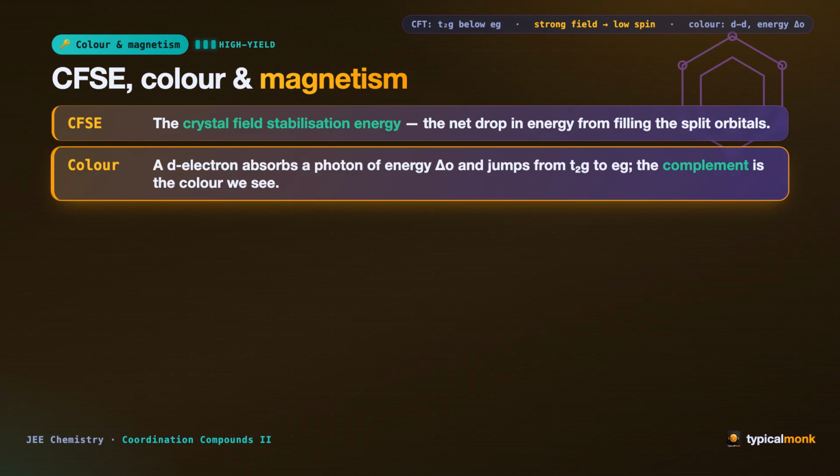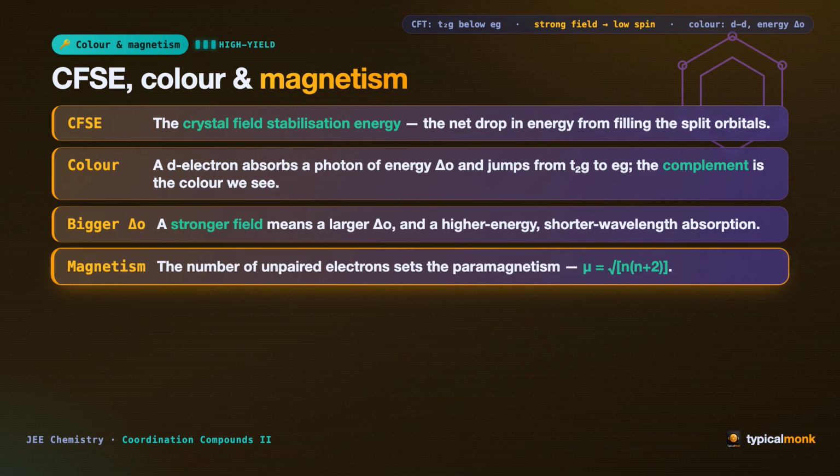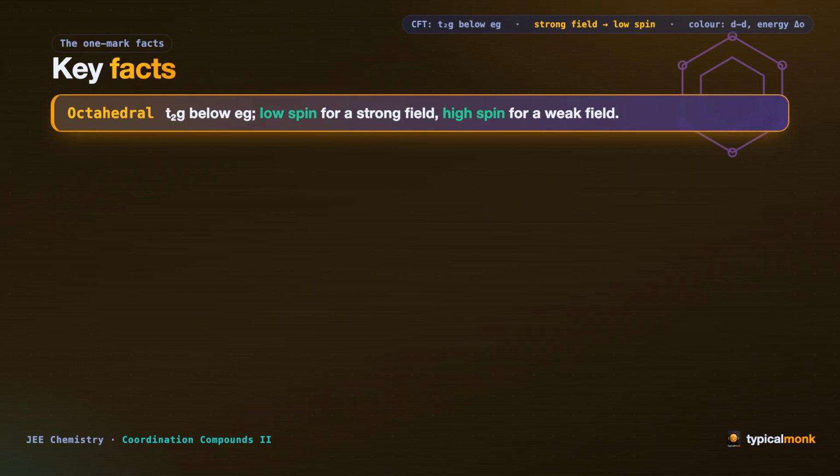And the complementary color is what we see. A bigger delta O, a stronger field, means a larger delta O, and so a higher energy, shorter wavelength absorption. Magnetism: the number of unpaired electrons sets the paramagnetism. The moment is mu equals the square root of n times n plus 2. The link: both the color and the magnetism flow from the size of the splitting.